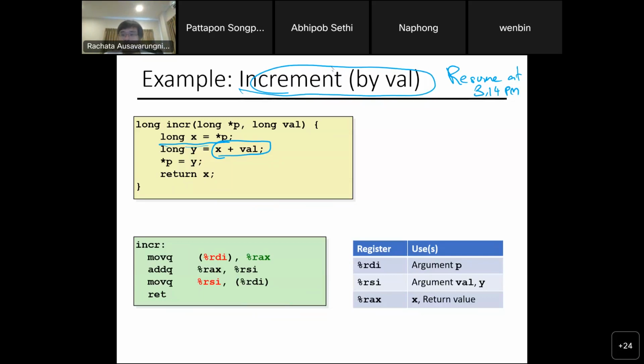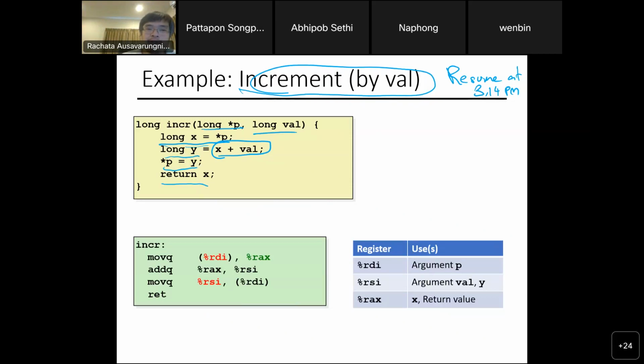Okay, so let's resume the lecture with the example. Hopefully we have enough time to cover memory hierarchy, but we'll see. So this function is pretty simple. You have an input pointer here, a pointer to long, and then another value comes in, val. You do long y equals x plus val. X is the value that the pointer is pointing to. Then you do star p equals y. Then you return x.